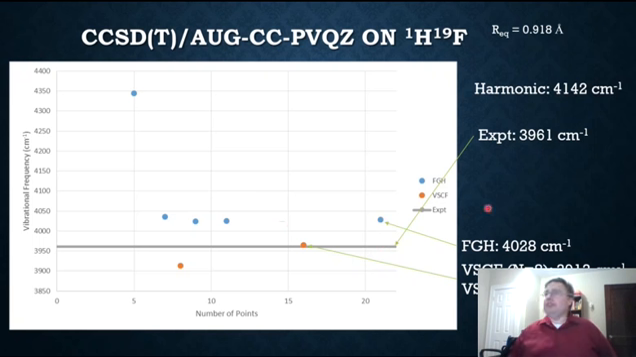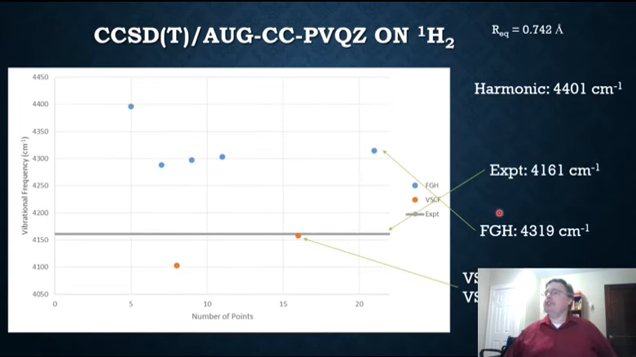Then the next one was even harder still. This was H2. Okay, so the harmonic value is 4401. The experimental value is 4161. The FGH method got 4319. It's pretty high. And the VSCF method got pretty close at 4158.